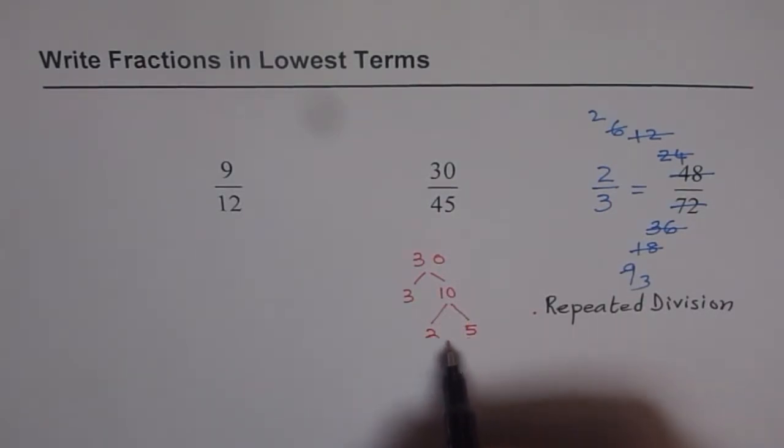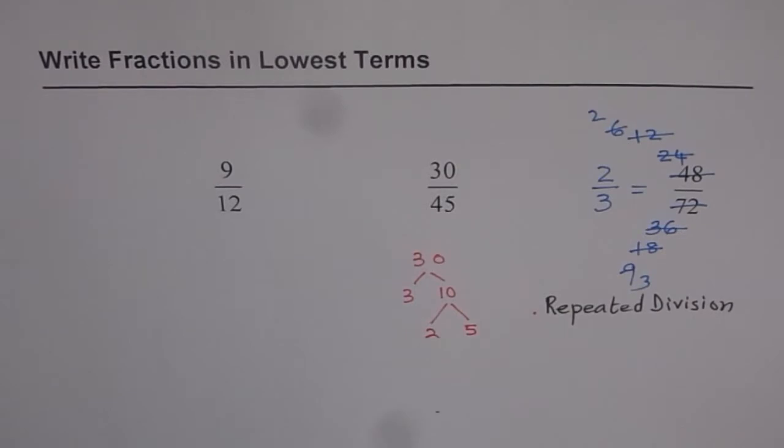Now 2 and 5 are also prime numbers. They cannot be further factored. 2 has only two factors, 1 and 2. Same is the case with 5. It is prime number with two factors, 1 and 5. So we say at this stage we have got all the prime factors of 30.